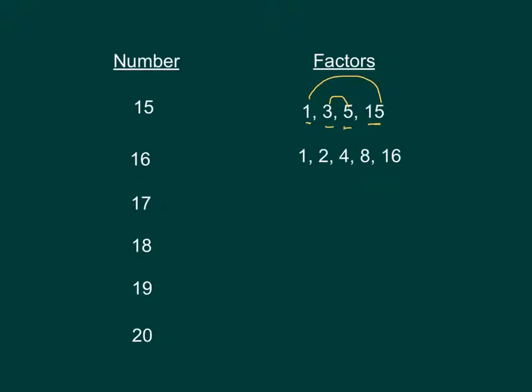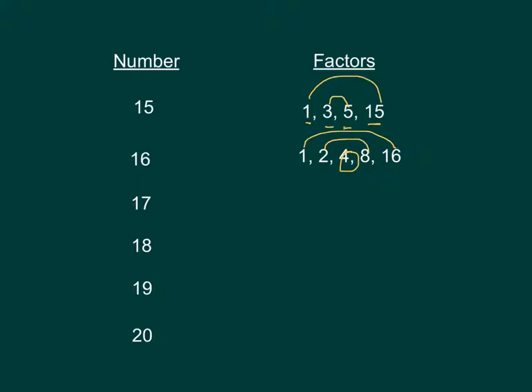Great work. Notice when I write the factors for 16 in order, I go from the smallest factor all the way to the largest factor. I'm also noticing that it follows that same pattern. So 1 and 16 are a factor pair. 2 times 8 is a factor pair. And I'm left with 4 in the center. 4 times 4 equals 16. It's a factor pair to itself.